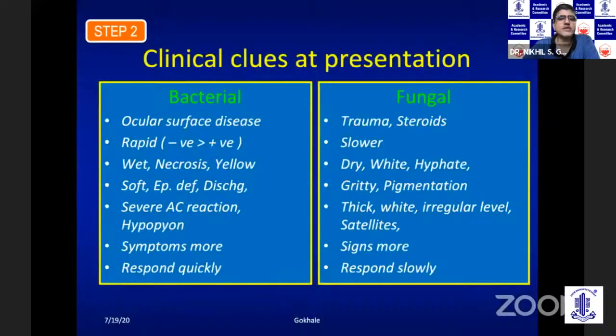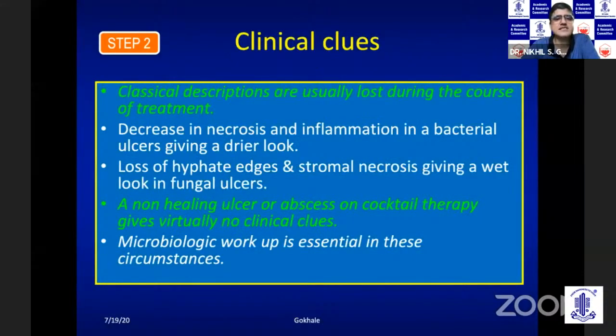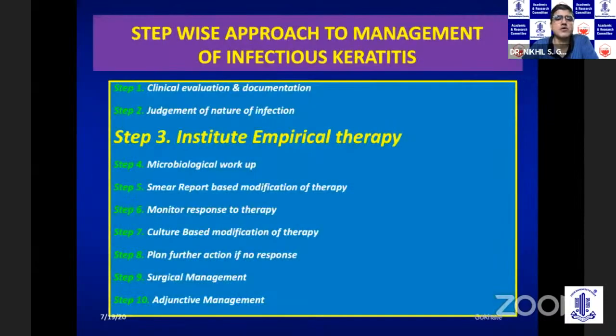I think all of you will have read in the books the differences between a bacterial and a fungal ulcer. And these signs and history we all need to look into when we see a patient with a corneal ulcer. Also, understand that these classical descriptions will usually get lost during the course of treatment. So a patient coming to you with maybe a month of cocktail treatment, you may not find these typical clinical clues, and then it's really the microbiology which plays an important role.